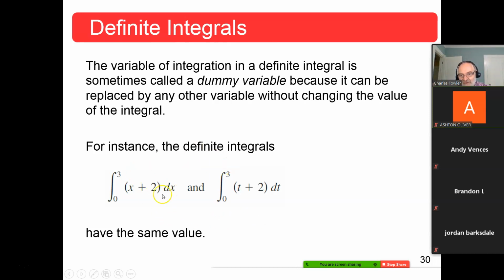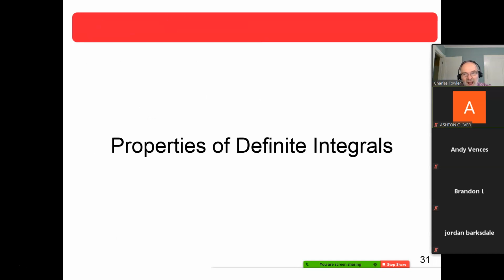For instance, the definite integral from 0 to 3 of x plus 2 dx, we just did that one. Well, guess what? You could call that t plus 2 dt. All you're doing is changing the name of the variable, but you're integrating out the variable, because it didn't matter what you called that horizontal axis. X, t, stickman, whatever you said, that's going to have the same value. Okay? Seems sort of strange, but it's true.